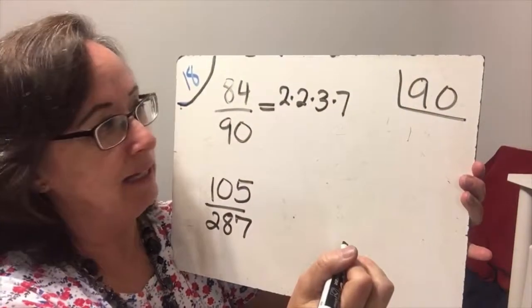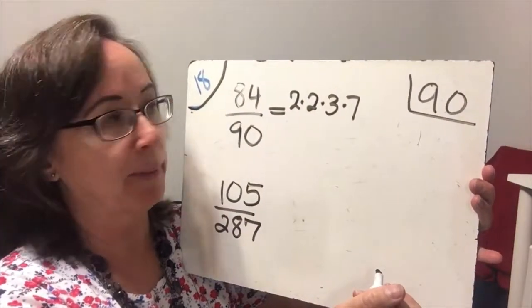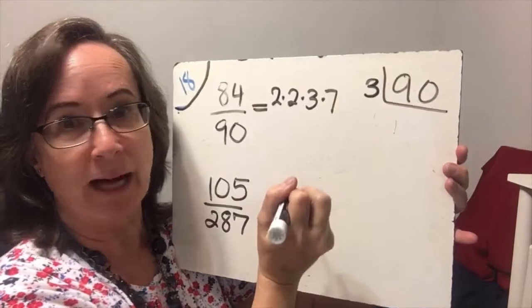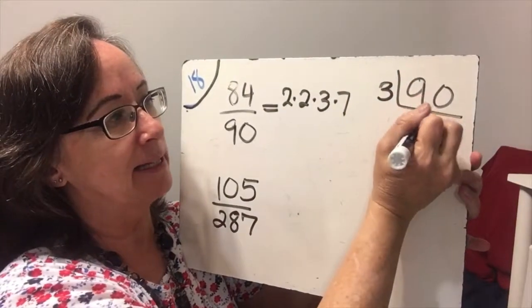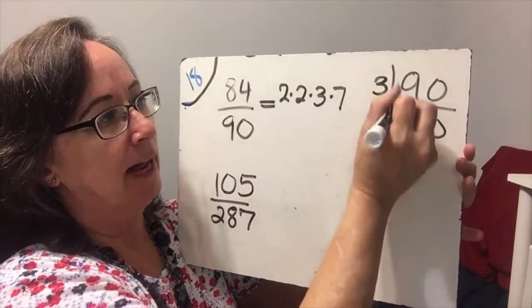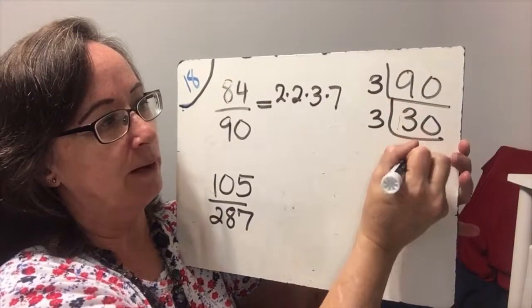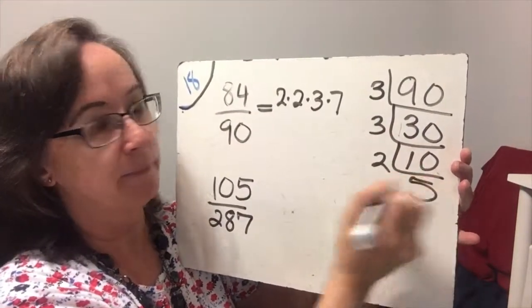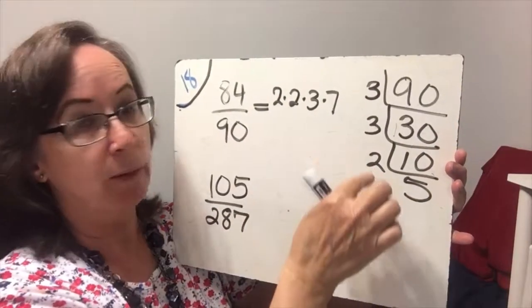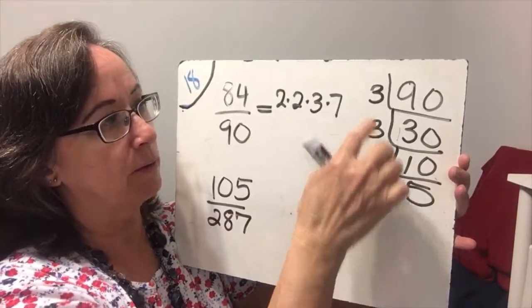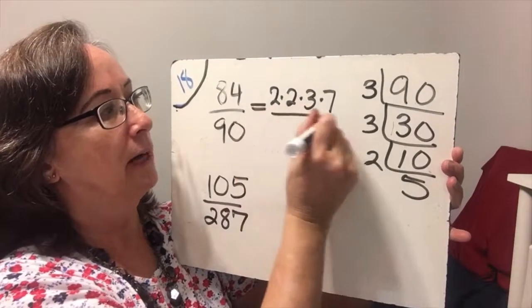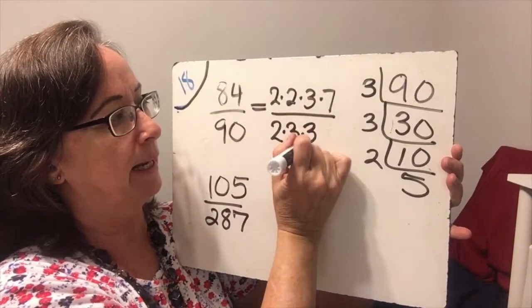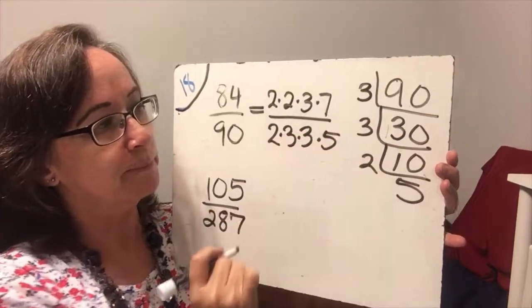Okay, 90 is an even number, so I could divide it by 2, but I'm going to divide by 3 just to mix it up a little bit. 3 into 90 is 30. And 3 goes into 30 10 times. And 10 is 2 times 5. So remember, we write these in order: 2, 3, 3, 5. We put them right under here: 2 times 3 times 3 times 5.